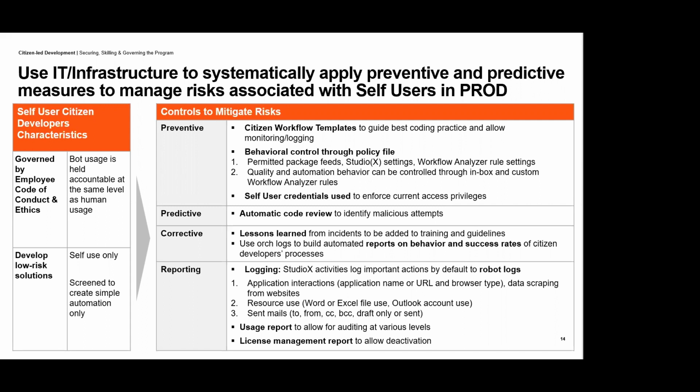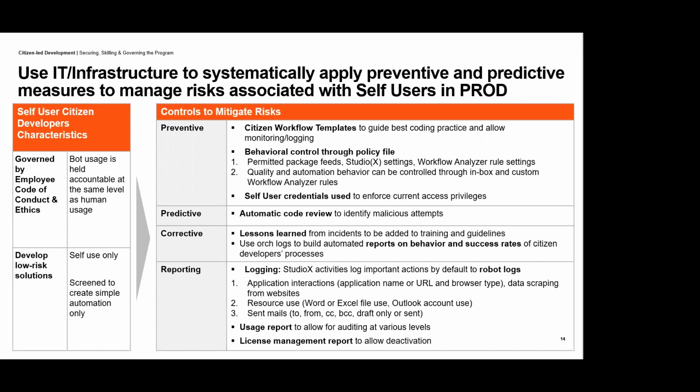Another idea is use orchestrator logs to build automated reports on the behavior and success patterns of citizen developers. So for example, it will be possible to see how often citizen developers are running processes and if those processes are executing successfully or regularly running into errors. This will enable the COE to reach out and help and work with users that appear to be struggling to get their automations working.